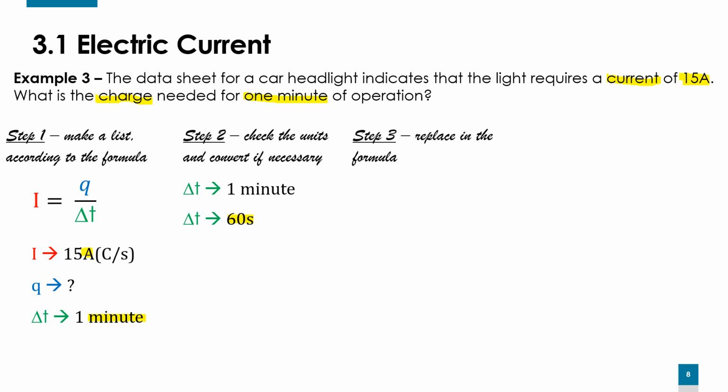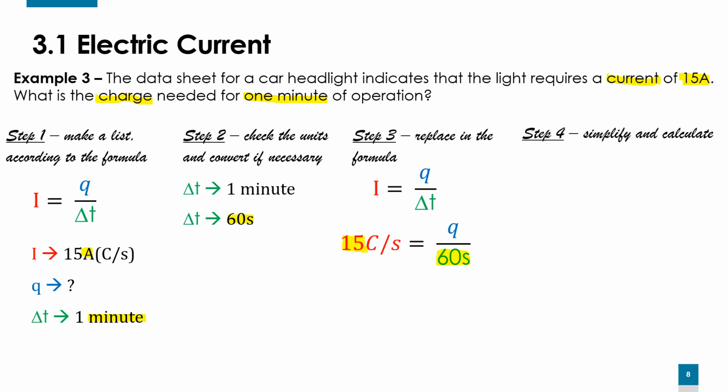Step 3, replacing the formula. I have the time, but I don't have the charge, the Q. So I'm going to replace in the right place. So I here is 15 coulomb per second, I don't know the charge, and my time is 60 seconds. So don't get confused and put 1 minute, because you need to convert first.